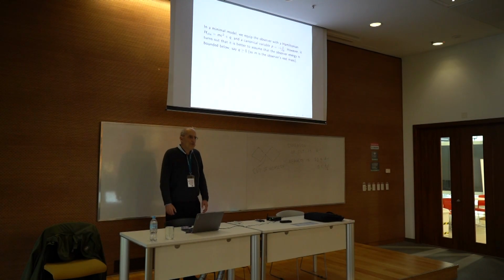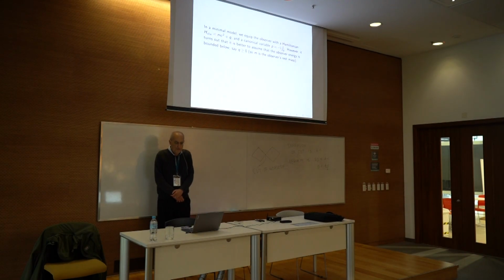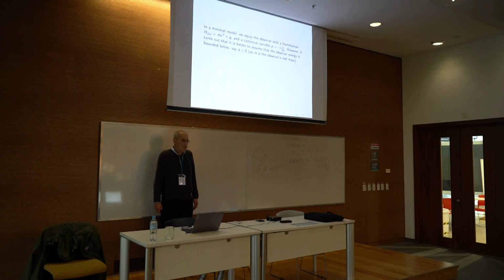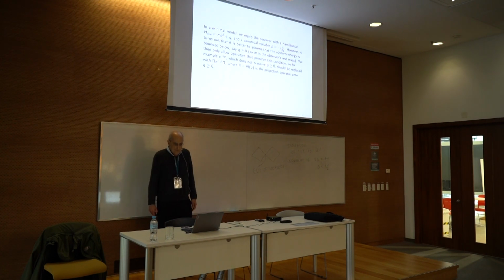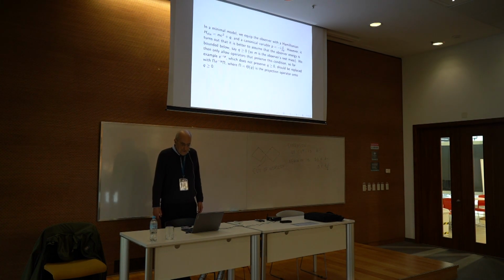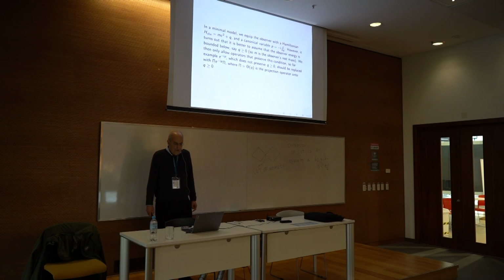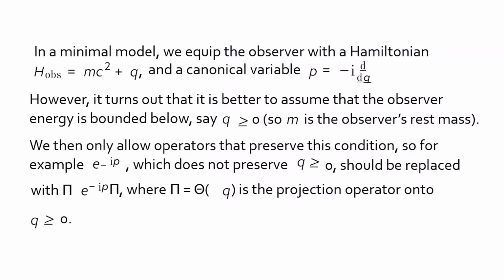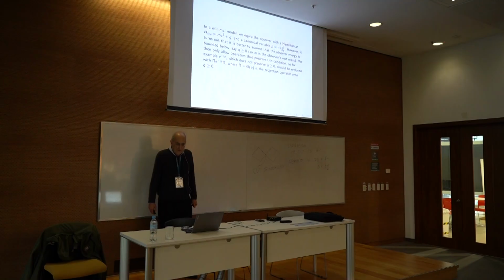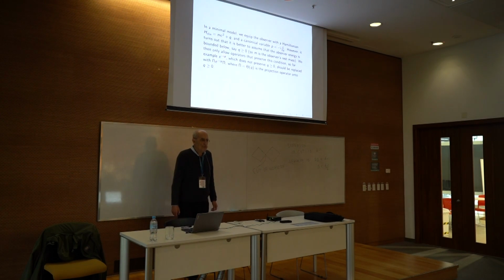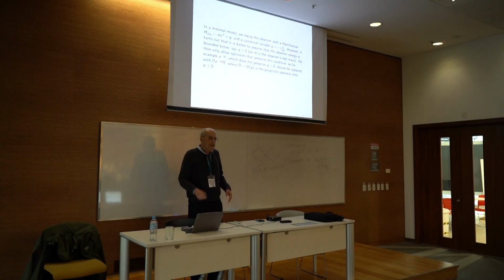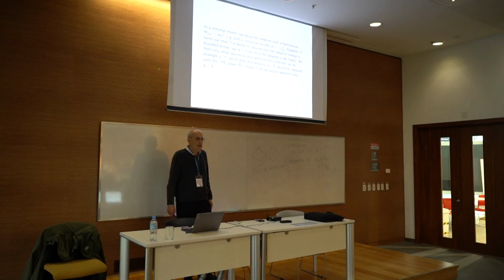However, it turns out that it's better and also physically well motivated to assume that the observer energy is bounded below, say that it's non-negative, so that m is the observer's rest mass. We then only allow operators that preserve this condition. So for example, we don't really allow the operator e to the minus ip, which does not preserve q being non-negative. We replace it by pi e to the minus ip pi, where pi is the projection operator onto non-negative q. So we'll freely write any operator we want, but we'll always put pi before and after.